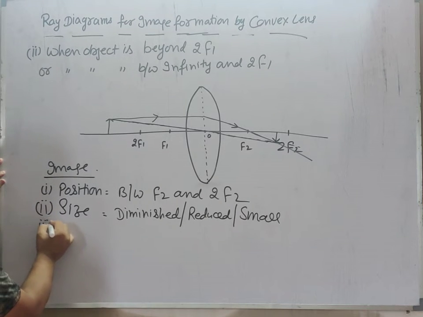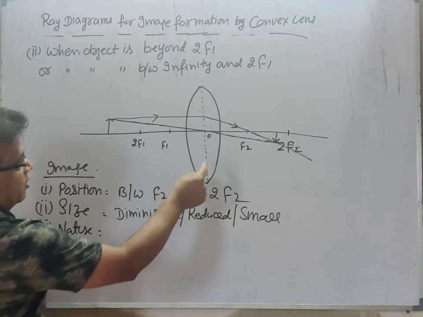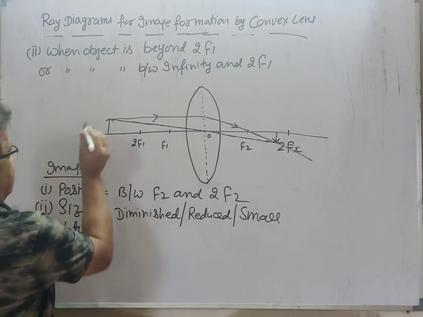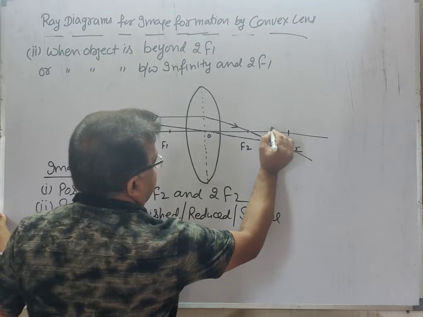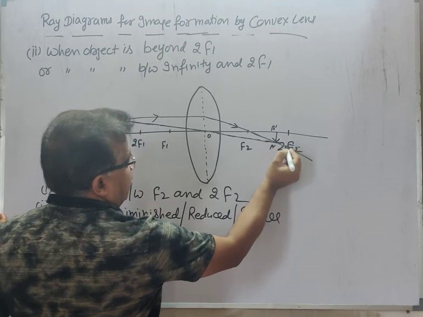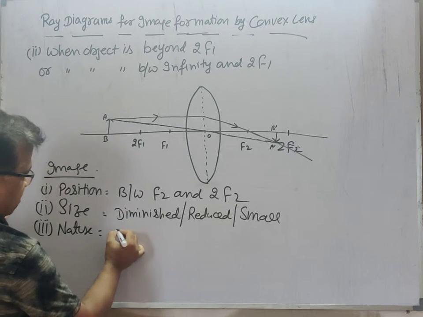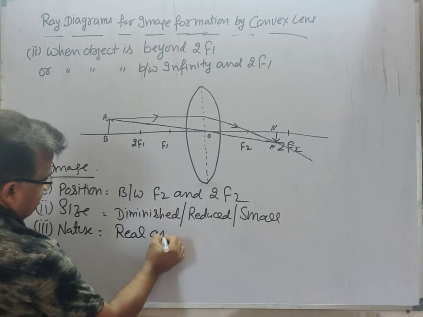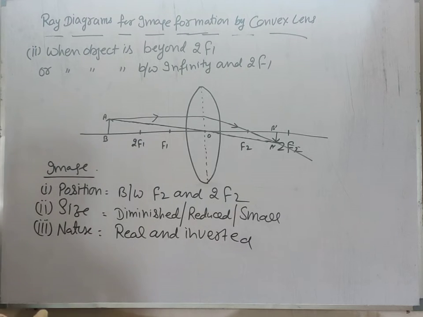Then what is the nature? The nature, as we are observing, is inverted. This is the object, and we can also write AB as the object and A dash B dash as the image. This one point is 2F2. So the nature is inverted, and because it is inverted, therefore real and inverted. This is about image formation when the object is beyond 2F1. Now we shall study the next point.